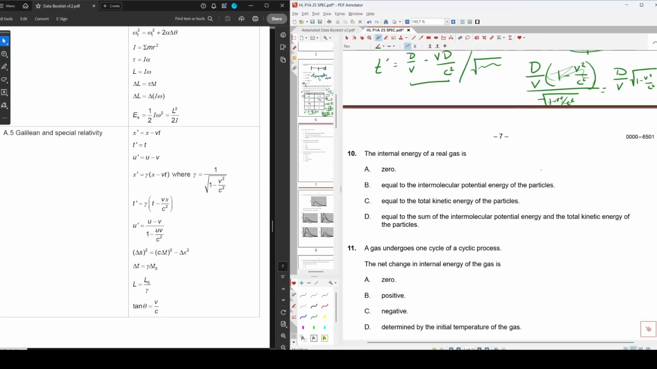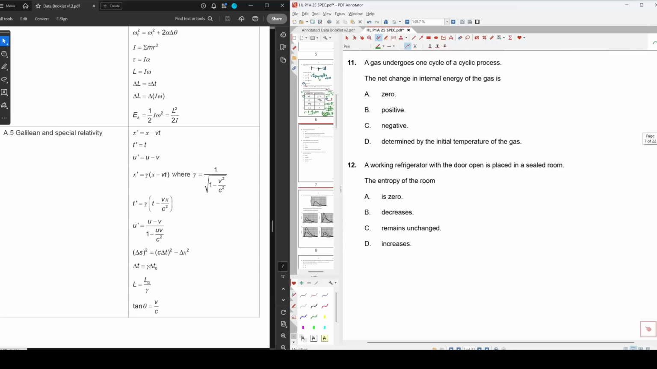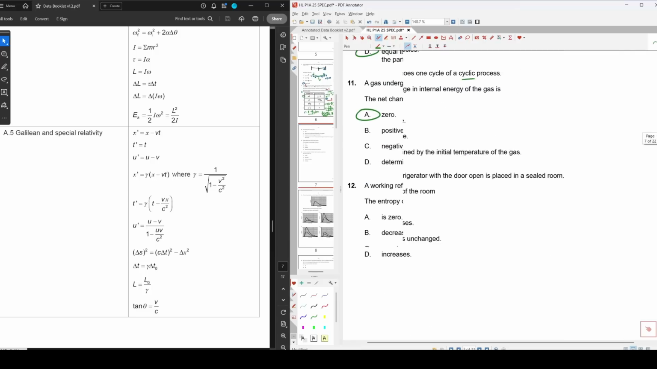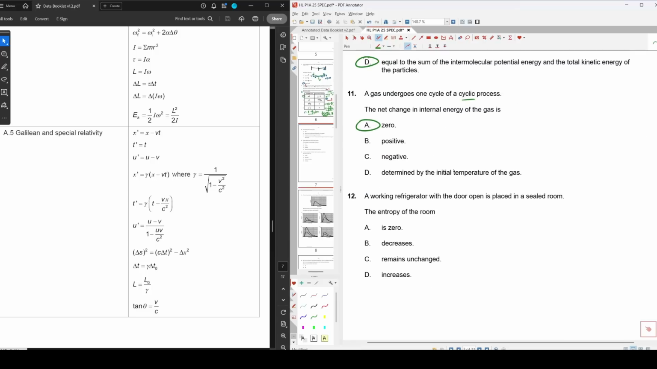The internal energy of a real gas is exactly this. That's the definition of internal energy. Let's move on. A gas undergoes one cycle of a cyclical process. The change in internal energy of the gas is what? Well, it's 0. If it's a cyclic process, that's again sort of the definition: the internal energy is going to stay the same. No energy is coming in, no energy is going out.